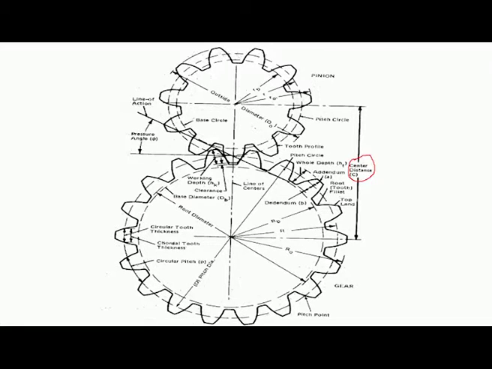And then we have circular tooth thickness. It is measured on the pitch line. So, you can observe in the case of the gear tooth, this is the gear tooth.